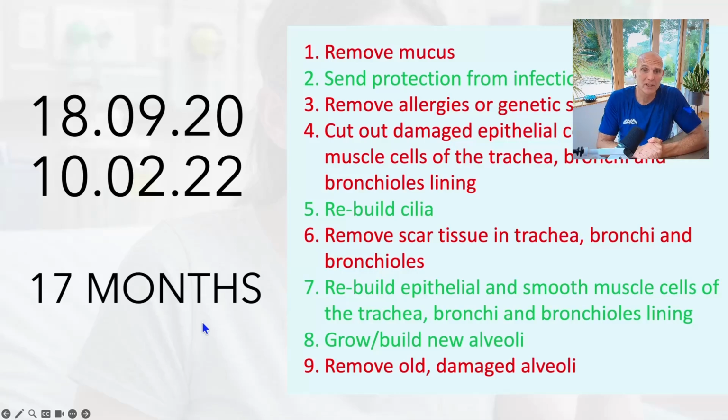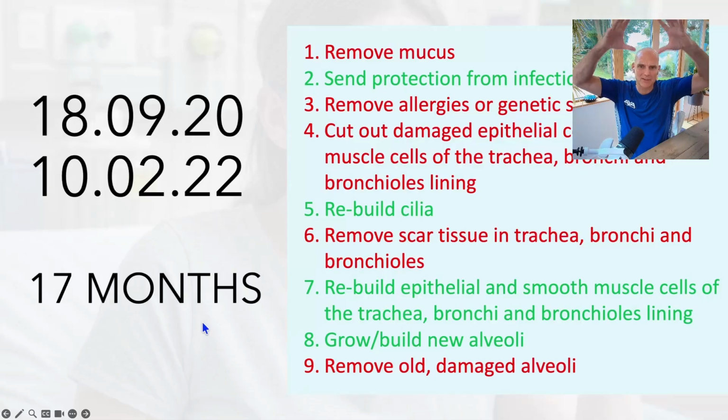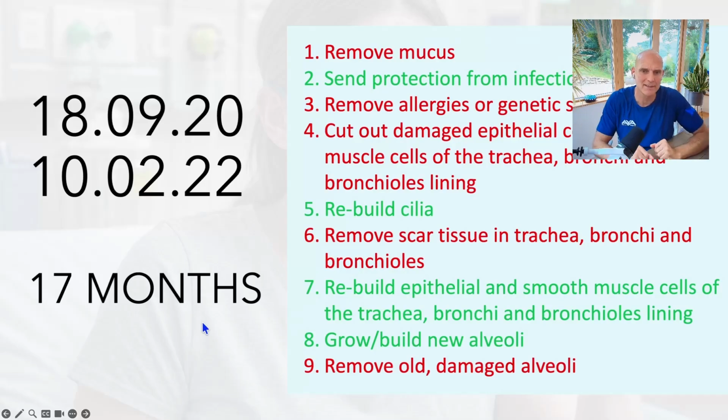Number 3, remove allergies or genetic susceptibilities. This is when the purple cloud started forming into healing energy, and then white and gold started falling into the healing partner. And we think that was actually the healing energy of protection turning into actually removing the genetic issues causing the allergies. And then number 4, cut out damaged epithelial cells and smooth muscle cells of the trachea, bronchi, and bronchioles lining. This is when you get these streaks of golden energy lining all the vessels, and we think that was cutting out all the damaged stuff.